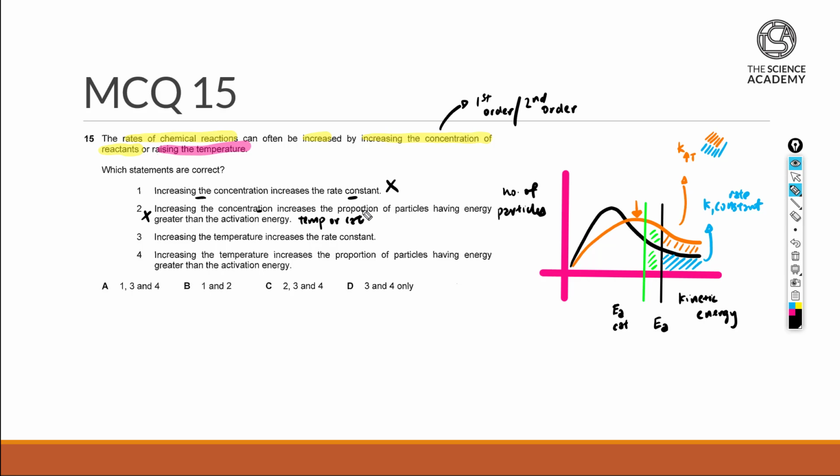Number 3 here, increasing temperature increases the rate constant. Definitely a true part to this as explained by your Maxwell-Boltzmann diagram. And in number 4, increasing the temperature increases the proportion of particles with energy that is greater than the activation. This is definitely shown by the transformation of the curve towards the right side along the x-axis. So number 4 is correct as well. And this means that option D is the correct answer here.